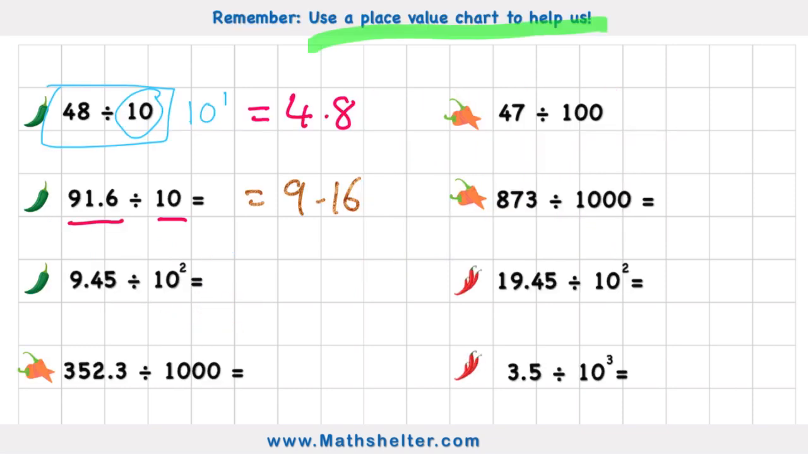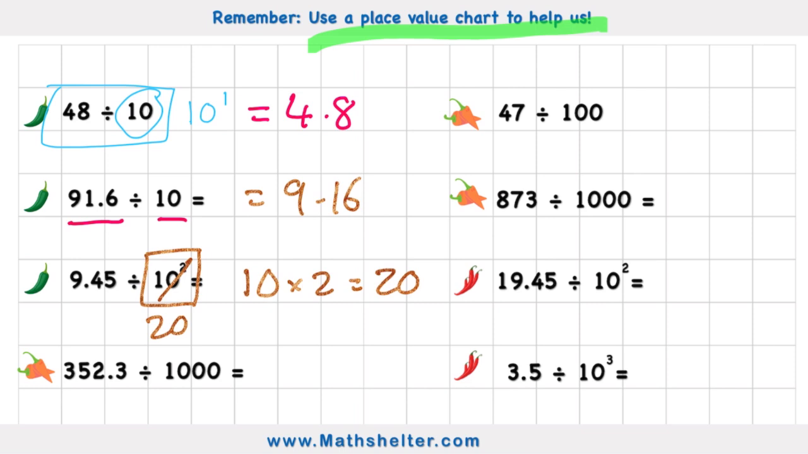9.16. Now we're starting to get a little bit harder because I have 9.45 divided by 10 to the power of 2. So what does that mean? Well, a very common mistake would be to do 10 times 2, which is 20, and assume that this 10 to the power of 2 is 20.